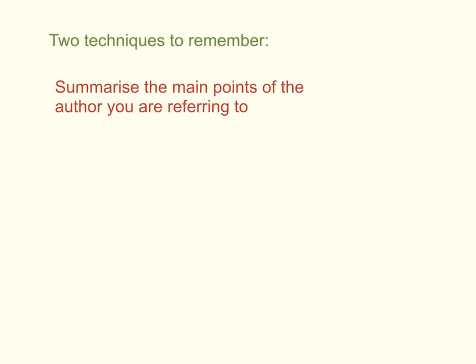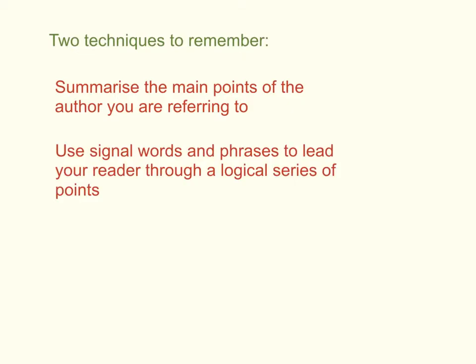Here then, we have looked at how the writer of this chapter has understood Stenhouse's view of the curriculum, and it's a good example of how to refer to and explain the view of another author in your writing. There are two key strategies to use. Firstly, summarise the main points of the author you're referring to, and secondly, use signal words and phrases to lead your reader through a logical series of points.